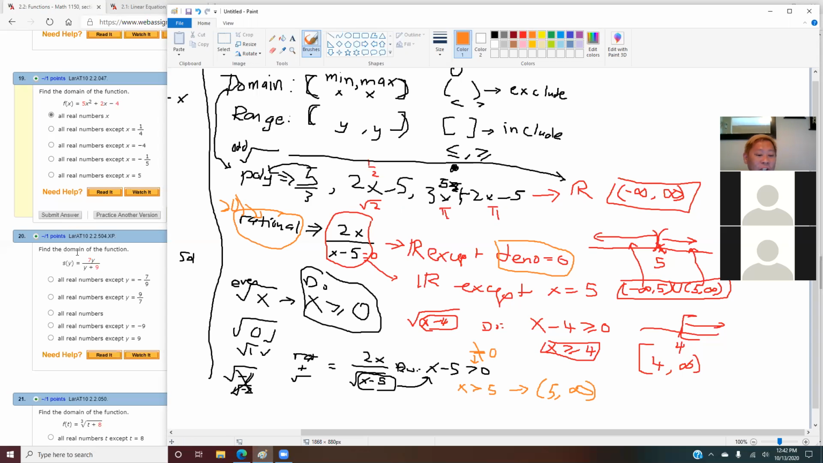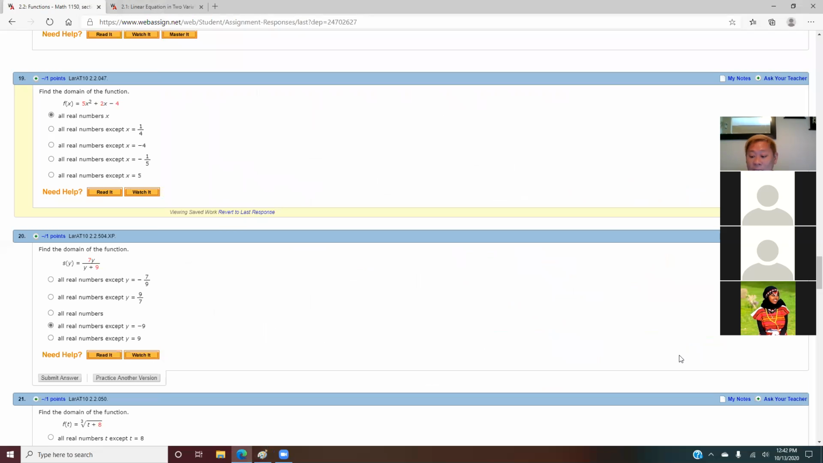So yes, question 20 is a fraction, a rational function. So what you do is you have to say your answer in this case is all real numbers except where the denominator equals 0. Your denominator in this case is y plus 9. If you set y plus 9 equals to 0, you get y equals negative 9. So that's why your answer in this case will be D here.